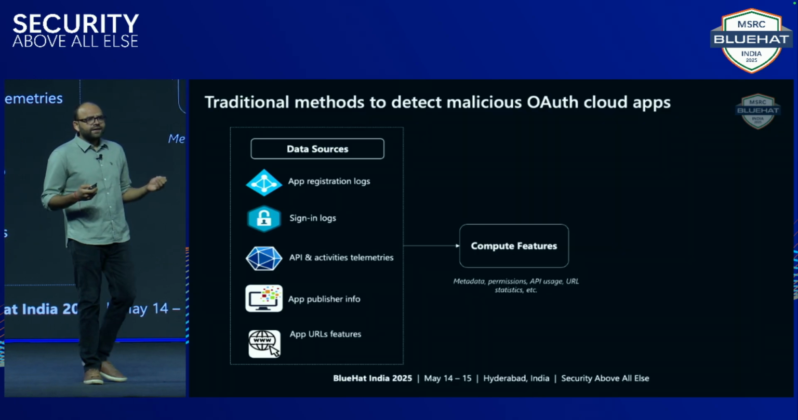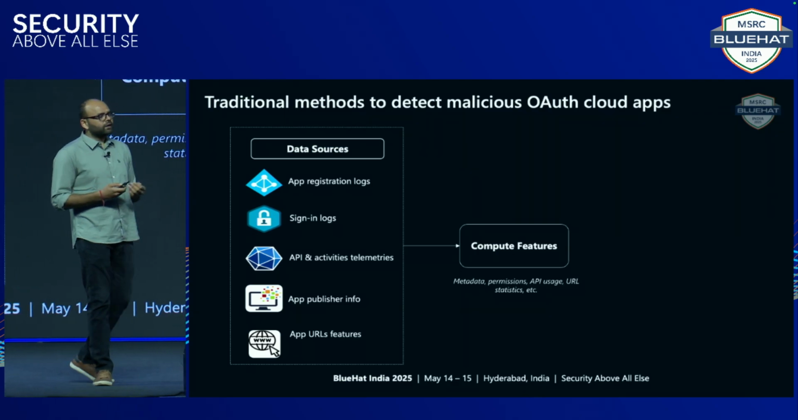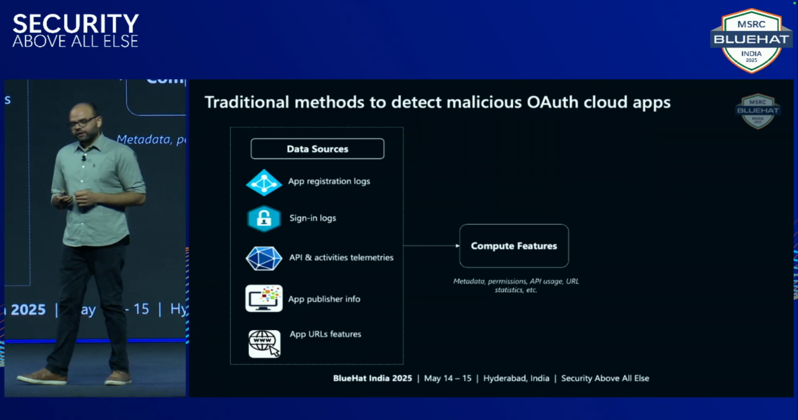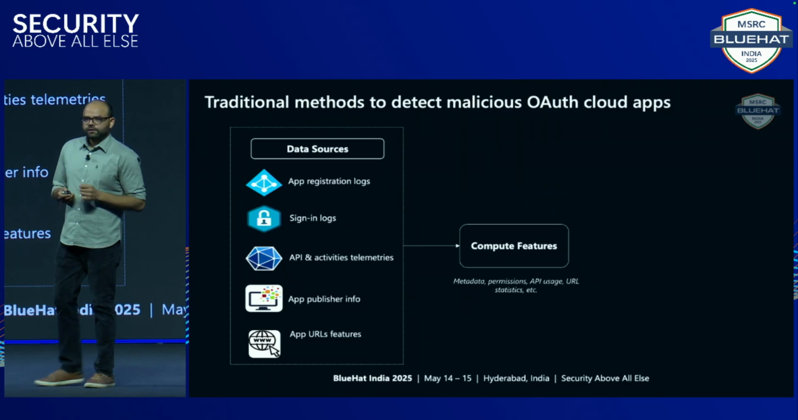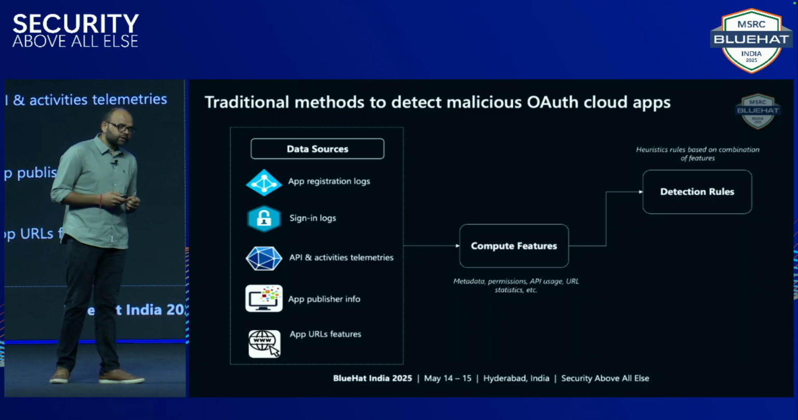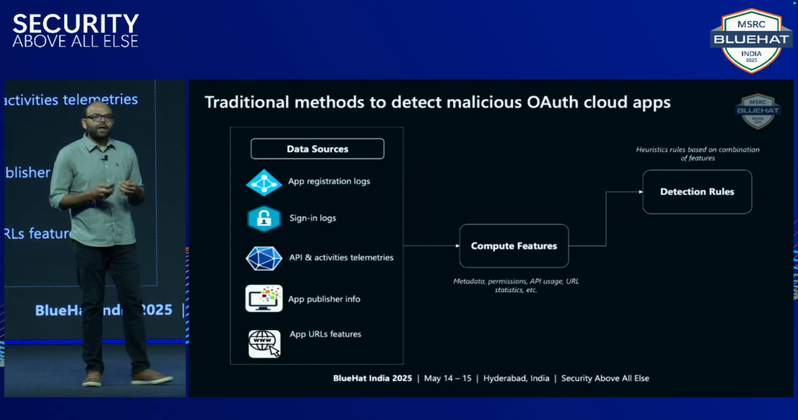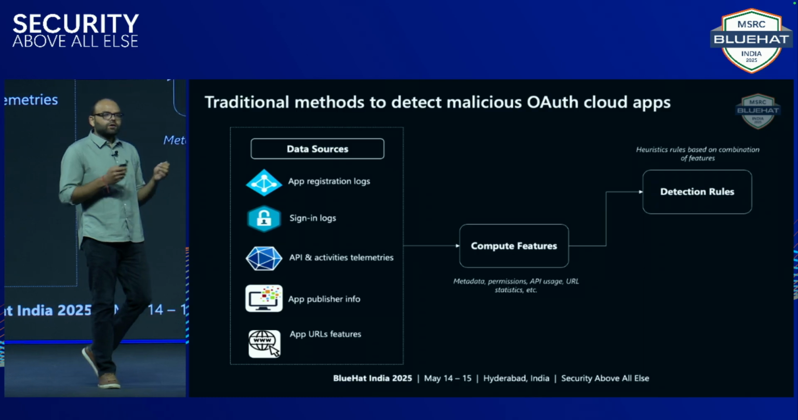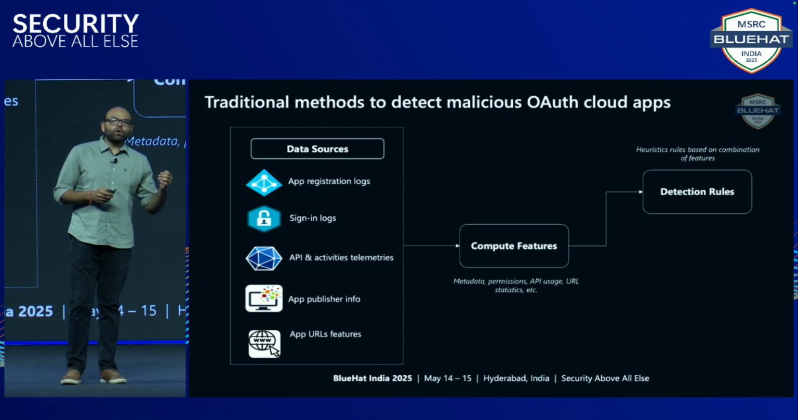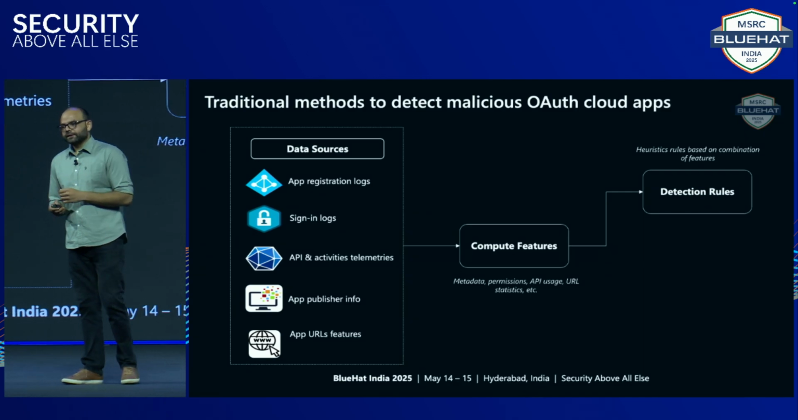Or it could be age, name, or some kind of other patterns in the application's data. And once you have these features, there are two traditional paths to detect these applications. The first is the heuristic-based detection rules. These are nothing but manually defined logic based on a combination of features, and whenever that logic is met, they will flag applications as suspicious.